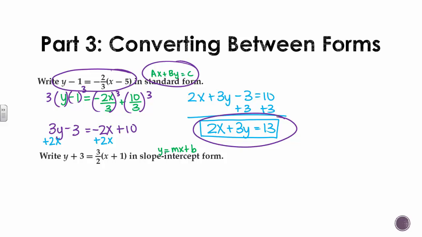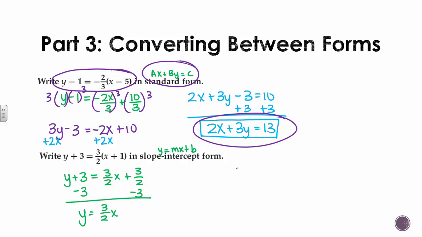So let's try the next one. I need to put this in slope-intercept form. So slope-intercept form, I basically just need to get this y by itself and get rid of the parentheses. Here, fractions are totally okay. So I'm going to distribute first. 3 halves x plus 3 halves. And then I got to get y alone. So minus 3, minus 3.